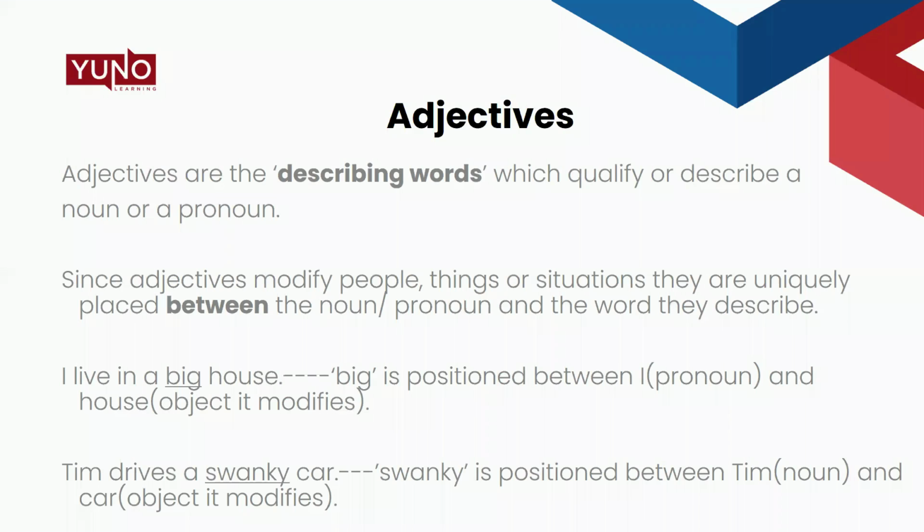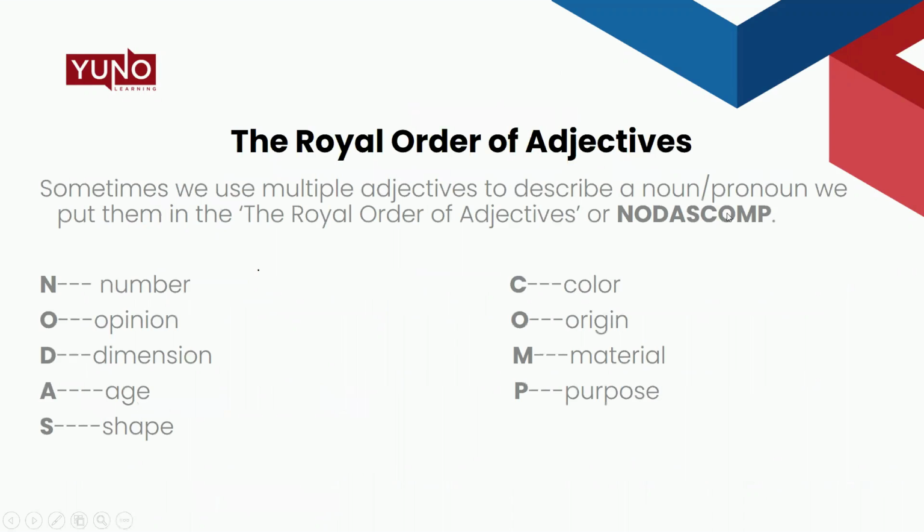Now this word big is positioned between I, that is the pronoun, and house, the object that it modifies. Similarly, when I say Tim drives a swanky car, what is the noun in the sentence? Tim. That's the name of the person. And swanky refers to what? It refers to the car. So this word swanky is placed between the noun, Tim, and the object it modifies, a car. This is how adjectives are positioned.